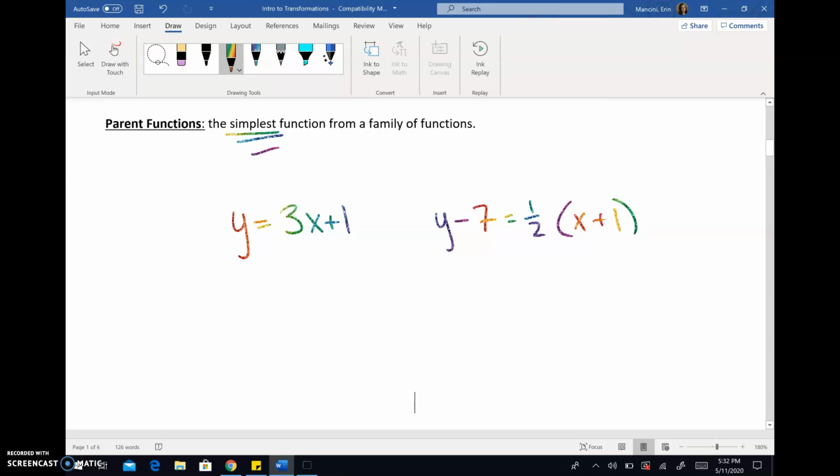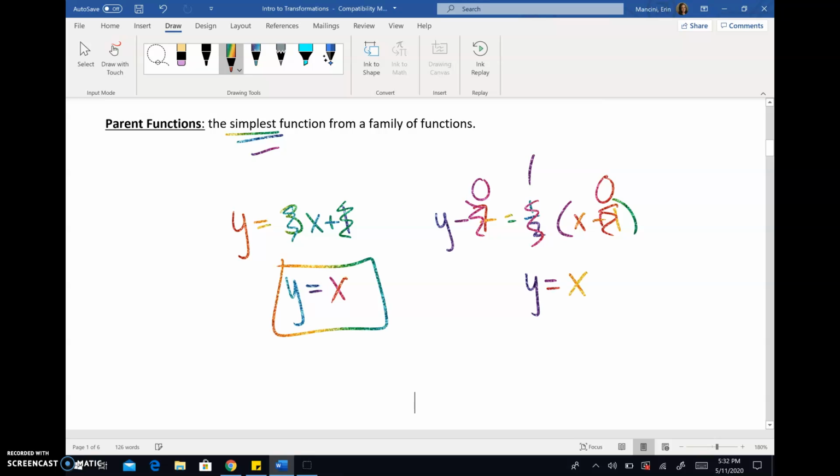Okay, the simplest would be if our slope was just 1 and our y-intercept was 0, and we had the equation y equals x. Or if our point was just 0, 0, that would no longer be there, and our slope was just a 1, we'd also have the equation y equals x. So this is the simplest linear function you could have, y equals x. So that's called the parent function. Basically, it's like the plain function without any numbers being added, subtracted, multiplied, or divided to it.